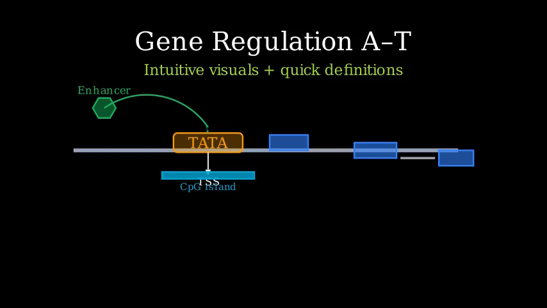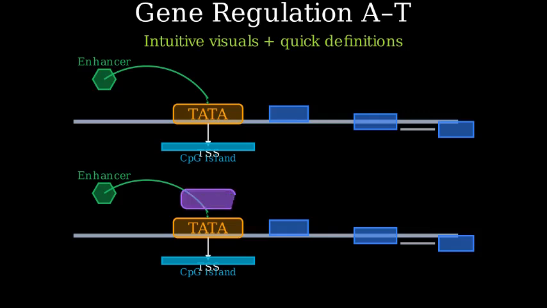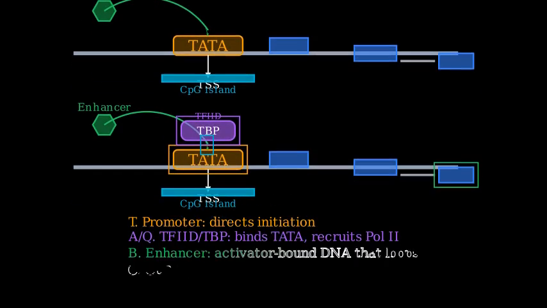The orange block is the promoter. The purple complex TFIID sits on the TATA box, and the green enhancer can loop in from far away to boost transcription. The cyan bar below is a CpG island often found in active promoters. We'll highlight each: T promoter, A and Q, TATA box binding general transcription factor TFIID, B enhancer, and C CpG island. Quick definitions on screen.